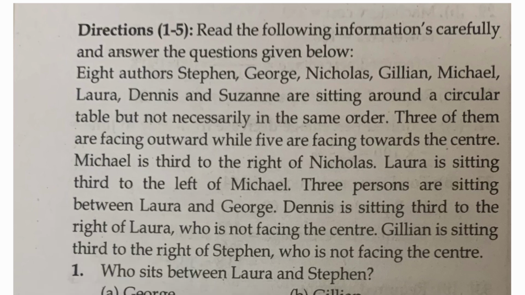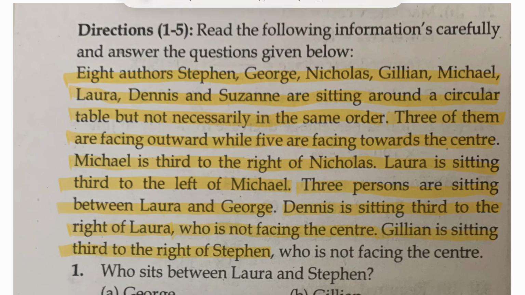So first thing, we'll read. 8 authors Stephen, George, Nicholas, Gillian, Michael, Laura, Dennis and Susanne are sitting around a circular table but not necessarily in the same order. 3 of them are facing outward while 5 are facing towards the center. Michael is third to the right of Nicholas. Laura is sitting third to the left of Michael. 3 persons are sitting between Laura and George. Dennis is sitting third to the right of Laura, who is not facing the center. Gillian is sitting third to the right of Stephen, who is not facing the center.